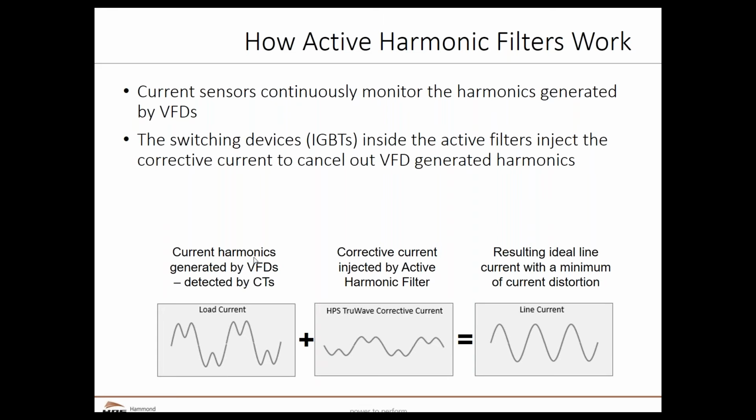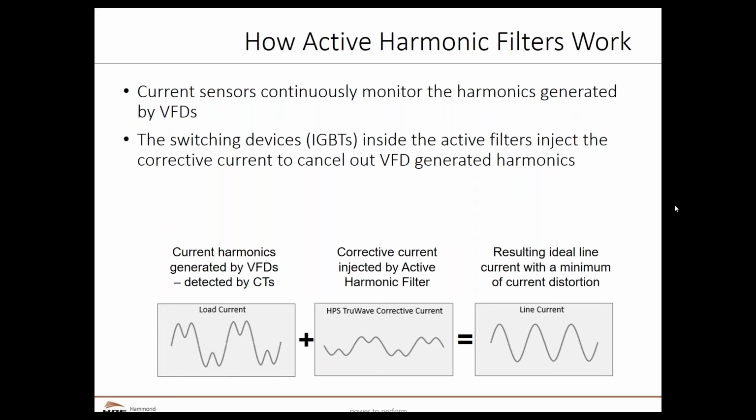To illustrate how the active harmonic filter works, the unit uses highly accurate current sensors to continuously monitor the current harmonics and instantly creates the current flow from its IGBT-based output module to make the resulting line current harmonic-free, balanced, and at unity power factor.